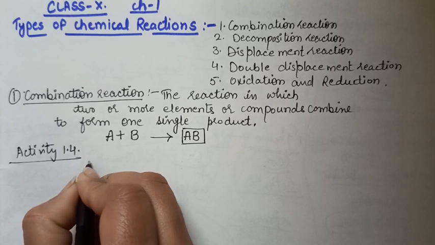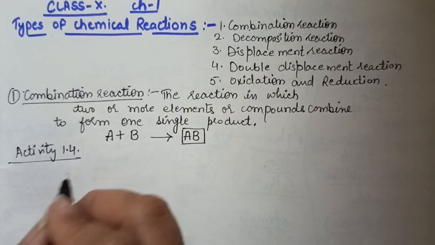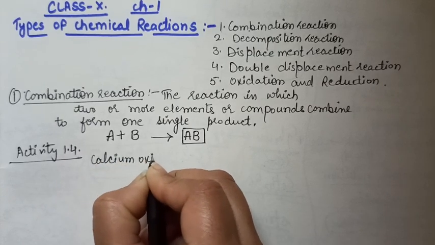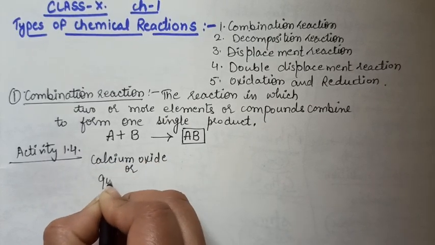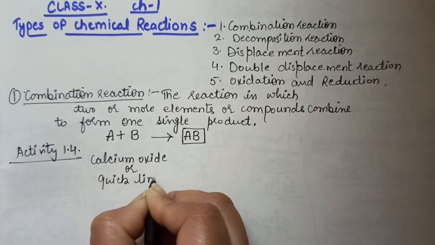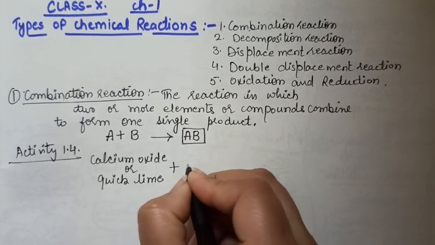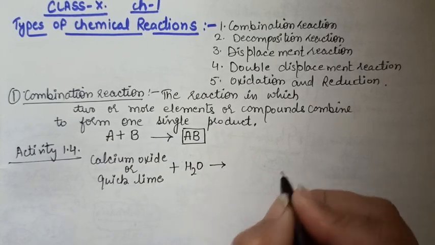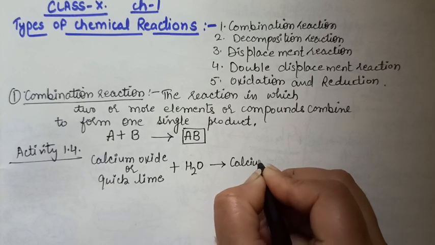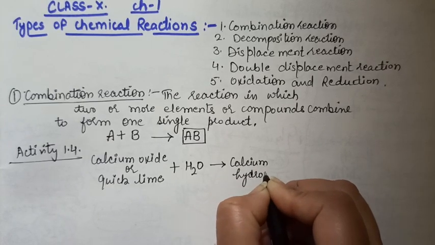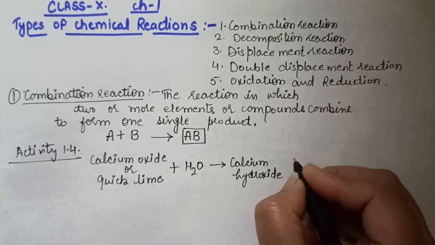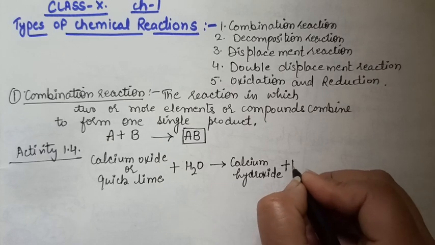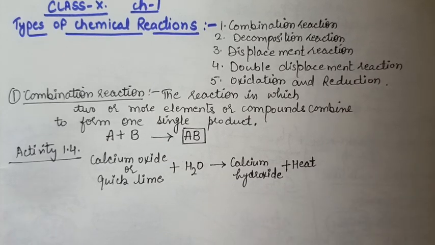Now what is there in the activity? When we add calcium oxide or quicklime, this is generally known as chuna, okay, dissolved in water, it will form an aqueous solution of calcium hydroxide. As in this reaction the bubbles are producing, heat is released, so we will write heat here also.